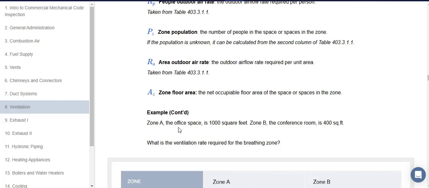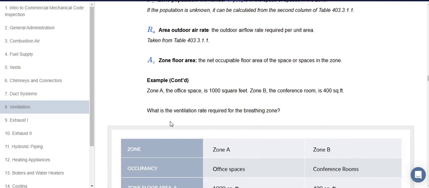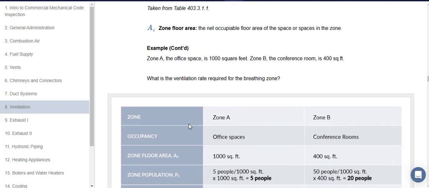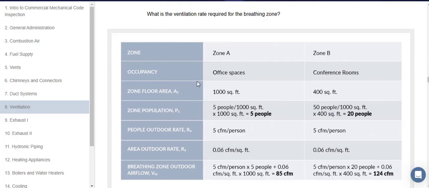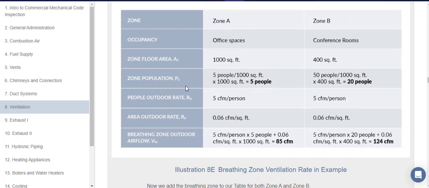Example, continued. Zone A, the office space, is 1000 square feet. Zone B, the conference room, is 400 square feet. What is the ventilation rate required for the breathing zone? For zone A, the occupancy is office space. Zone floor area, Az, is 1000 square feet. Zone population, Pz: 5 people per 1000 square feet multiplied by 1000 square feet equals 5 people.